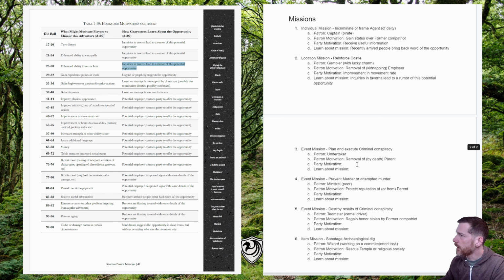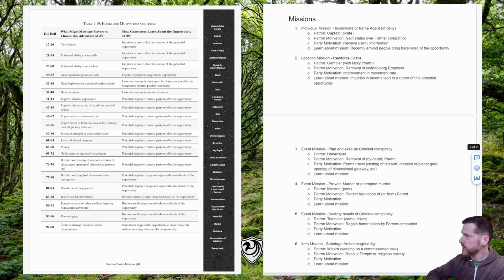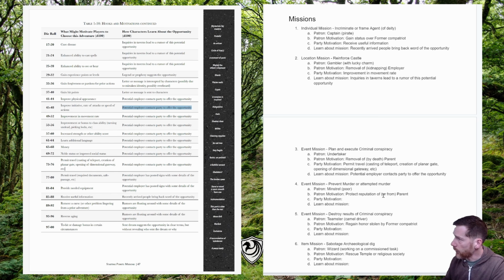Okay. Now, the party motivation to align with the Undertaker. Okay, so to permit travel, the casting of teleport, creation of a planar gate, opening of dimensional gateway, etc. And they learn about this mission from a potential employer who contacts the party to tell them about this opportunity. Party motivation for aligning with the minstrel, again, related to travel. They learn about this from, again, a potential employer contacts the party.